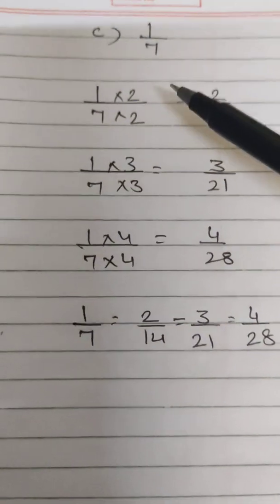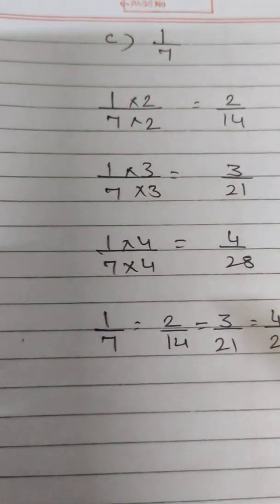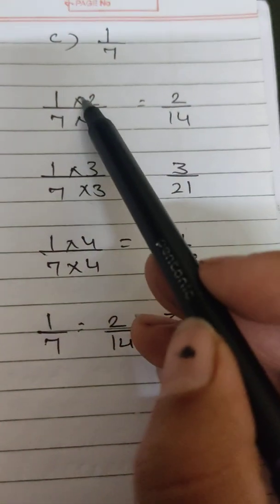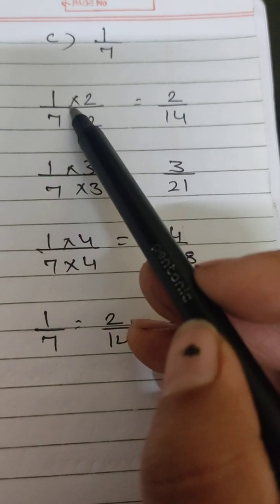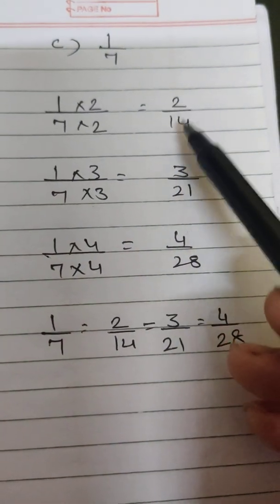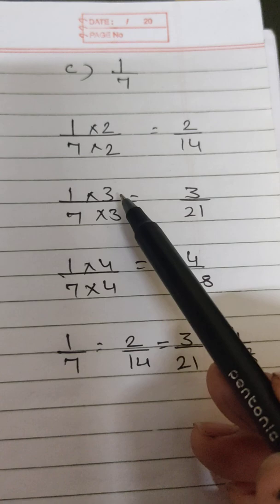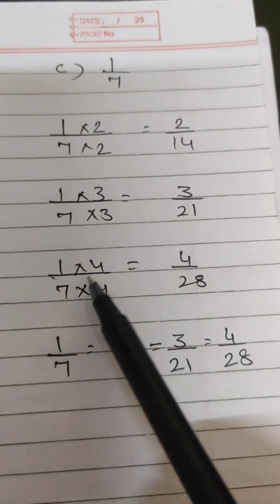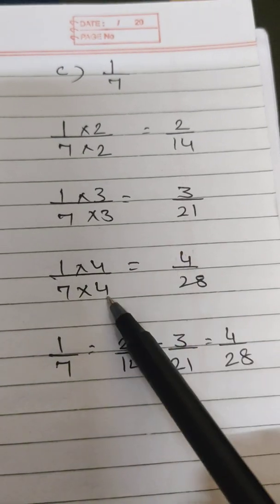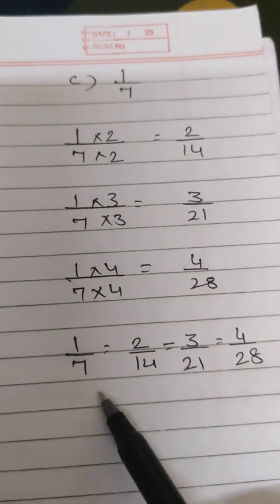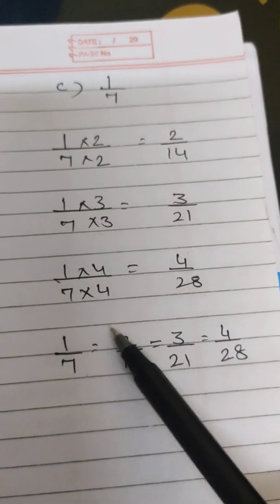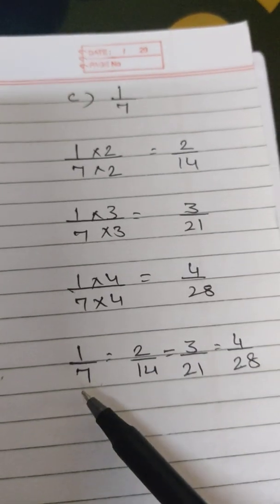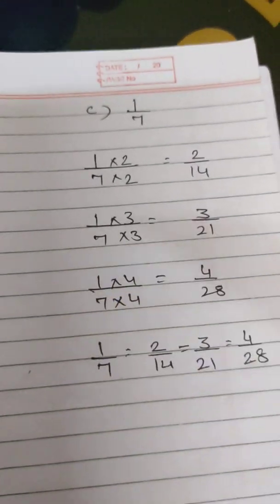Now find out the 3 equivalent fractions of 1/7. Write down 1/7. First we are going to multiply this by 2 and we get 2/14. Now we multiply it by 3, we get 3/21. When we multiply this by 4, we get 4 ones are 4, 4 sevens are 28. So we got the 4 equivalent fractions, that is 3 we have found out and one was already there. So this is very simple.